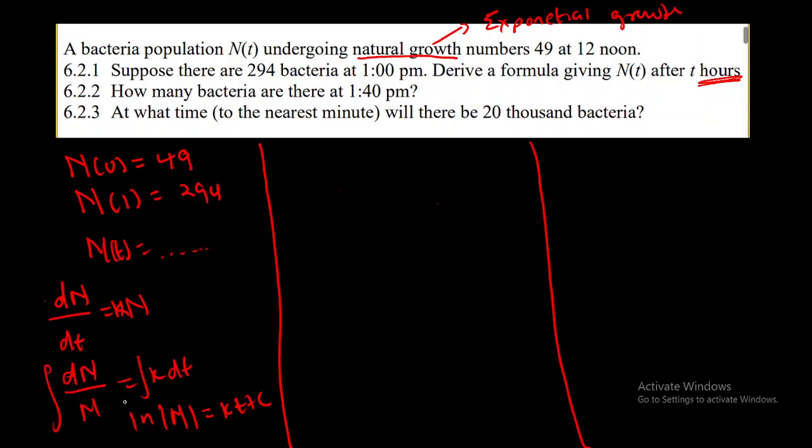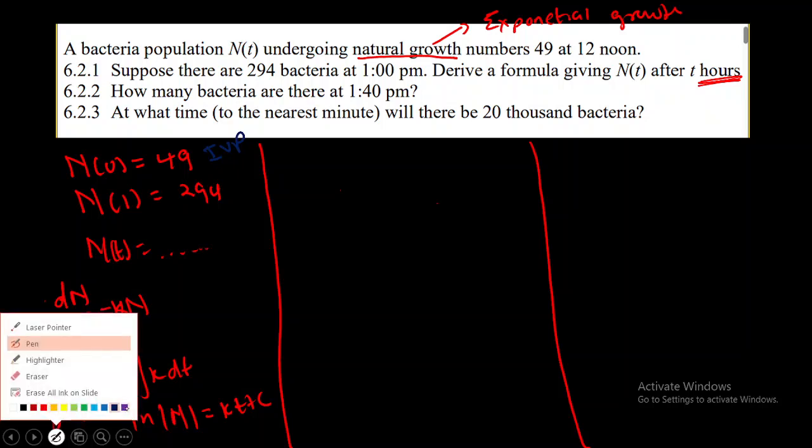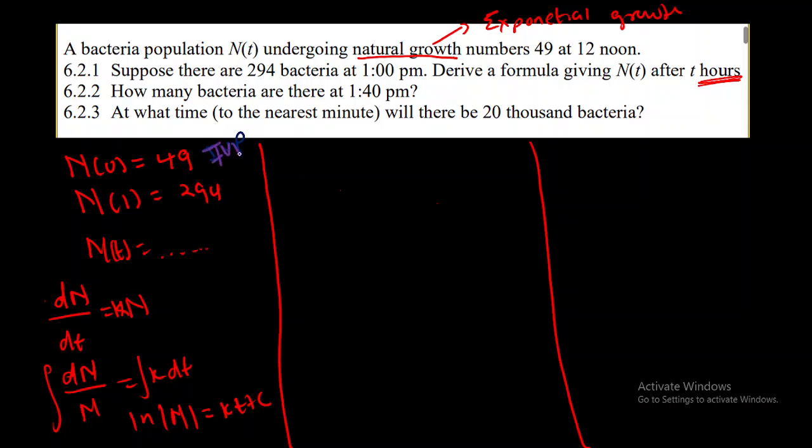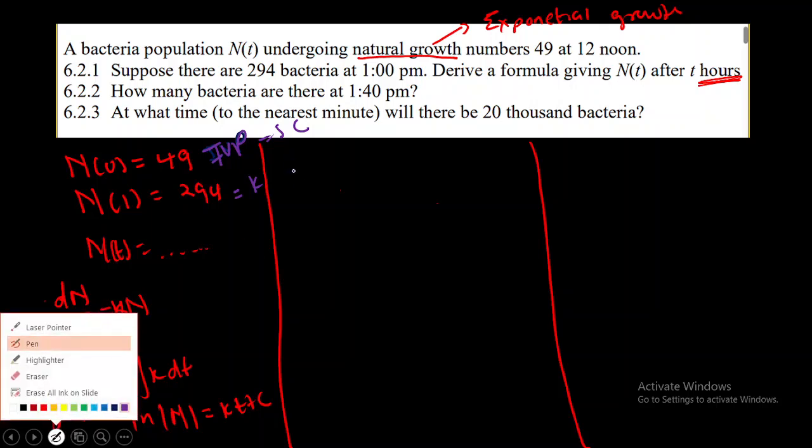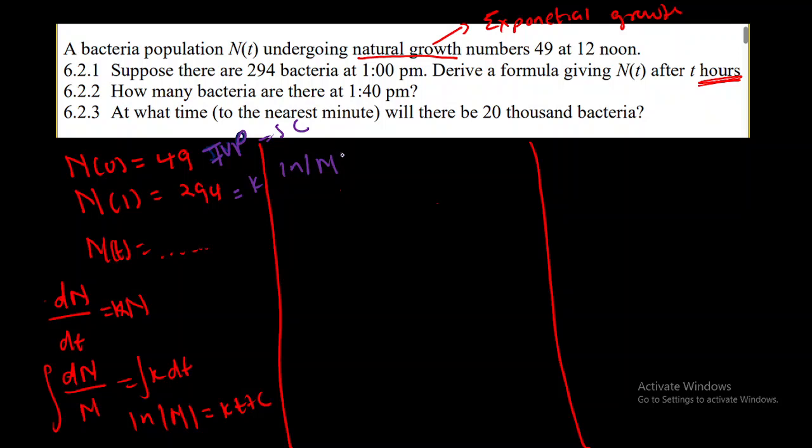Okay, cool. Remember, we're trying to get N of T is equal to something, right? And from the previous video, I said you're always going to use the IVP. This color is not visible, let me try another color. You're going to use the IVP to get the value of what? The value of c, and the BVP to get the value of what? Of k. So now we have ln of N is equal to kt plus c. This is what we have.